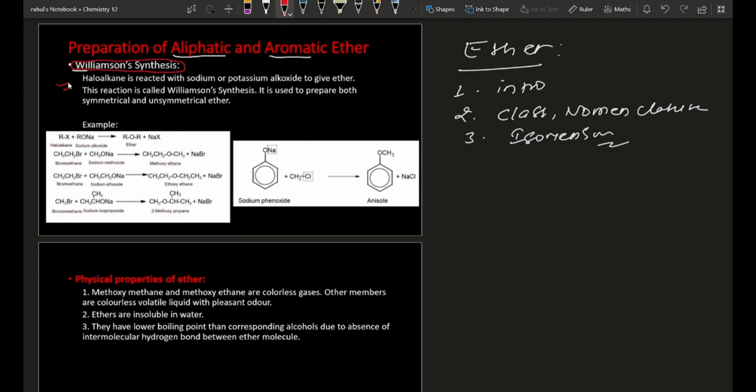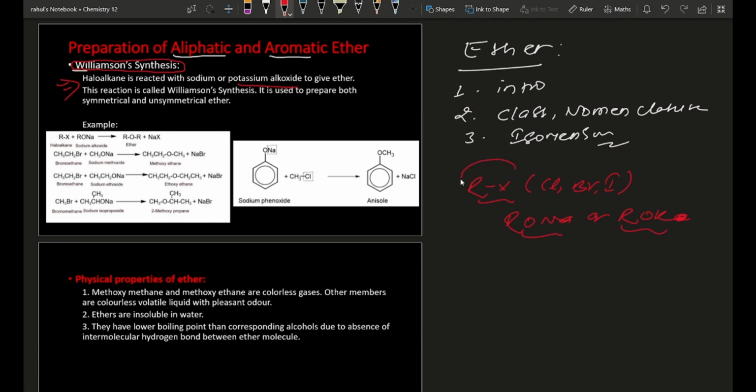So first यसमा के हुन्छ भने haloalkane were used as a substrate. So haloalkane is reacted with sodium or potassium alkoxide, when haloalkane, that is RX, where X may be chlorine, bromine, iodine. So when haloalkane is treated with sodium or potassium alkoxide, that is RONa or ROK. So these are potassium and this is sodium alkoxide.